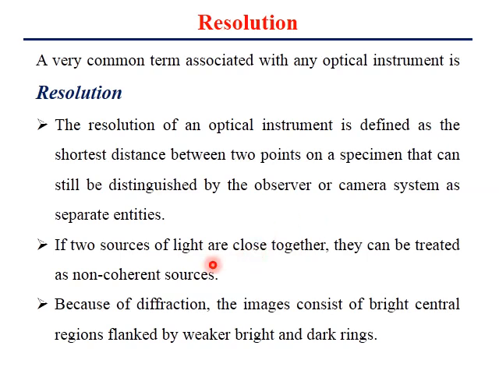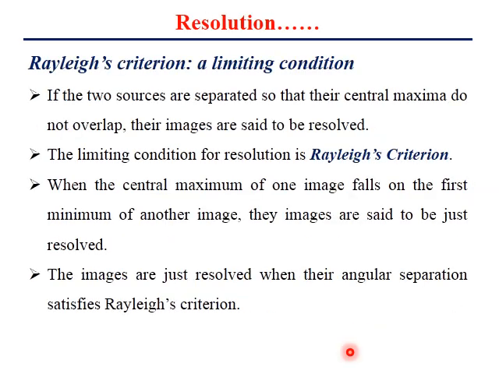Now if two sources of light are close together, they can be treated as non-coherent. I'll show you some images which will make things clearer. Because of diffraction, the images consist of bright central regions flanked by weaker bright and dark fringes. So these are the patterns that you usually get. Okay, let's move ahead.